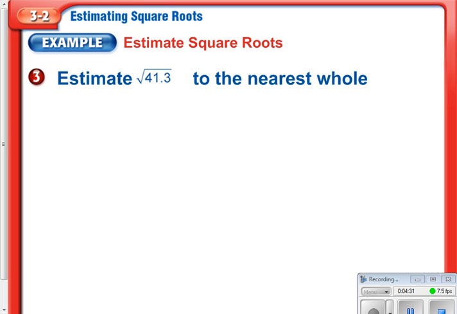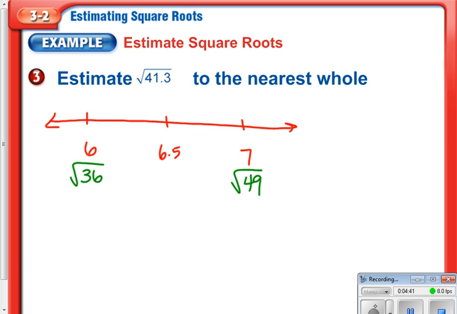Example 3, why don't you go ahead, same technique, pause the video here, figure out your 2 perfect squares, and then check back in and we'll work through it. Perfect squares that we'd be using would be square root 36 and square root 49, giving us 6 and 7. We'd want to figure out the square root of 6.5. To get that answer, again, add the 36 and 49 together, and then divide that by 2.